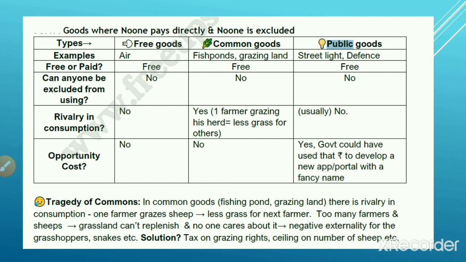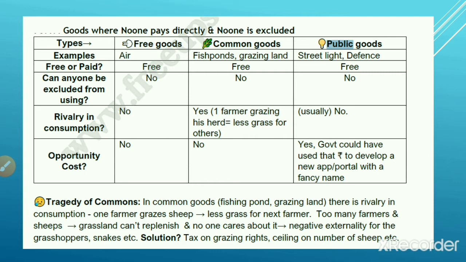Anyone can breathe. Rivalry in consumption: is there rivalry? No, there is no rivalry. Anyone can consume it. And what about opportunity cost? Opportunity cost is no. What is opportunity cost? Opportunity cost is if someone is making a product, that means capital is utilized to make that product. Now that capital can be utilized to make some other product too, and if that is the case, it involves opportunity cost. But in the case of air, no opportunity cost is involved.